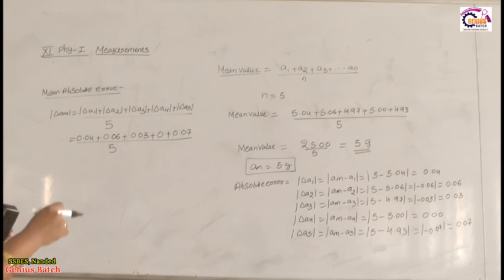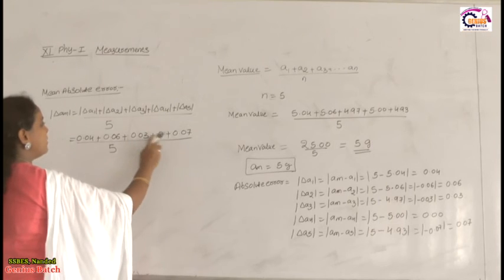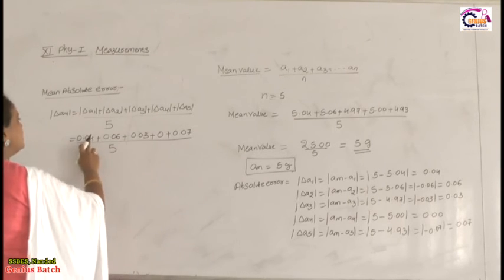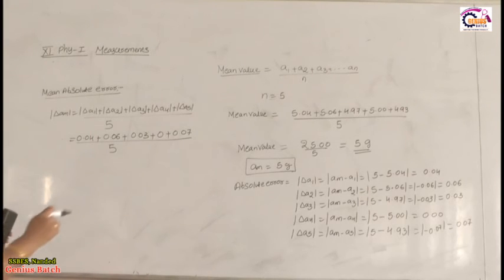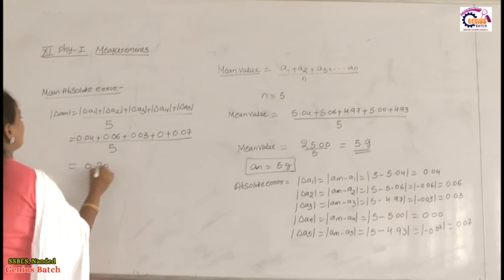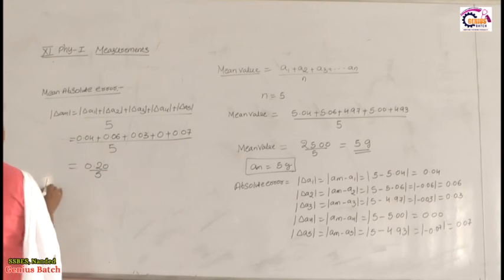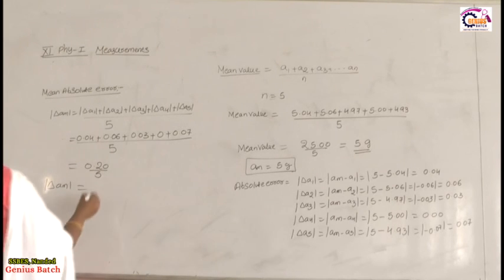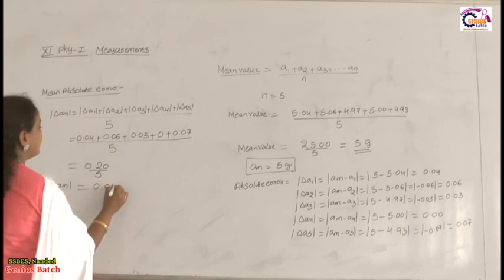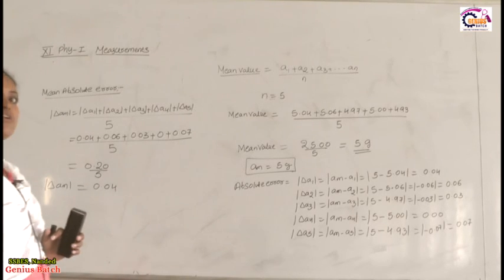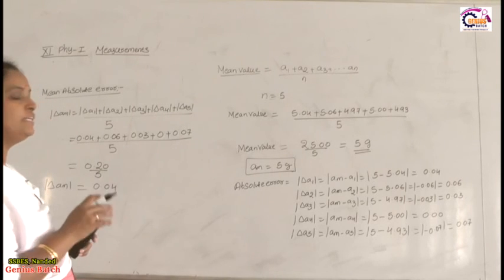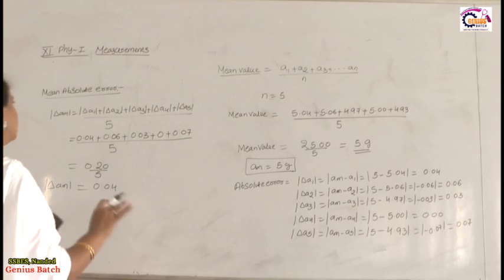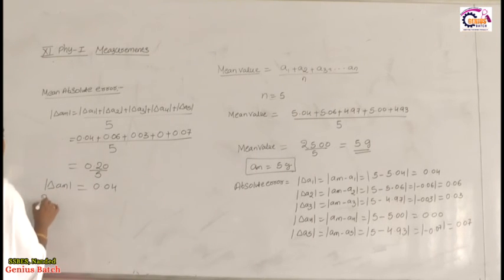Okay, so what you are getting here? The values are 0.04, 0.06, 0.03. When you are adding these, 4 plus 6 is 10, plus 3 is 13, plus 7 is 20. That means you are getting 0.20 divided by 5, that is delta AM is equal to 0.20 divided by 5, which is 0.04. This is the mean absolute error.